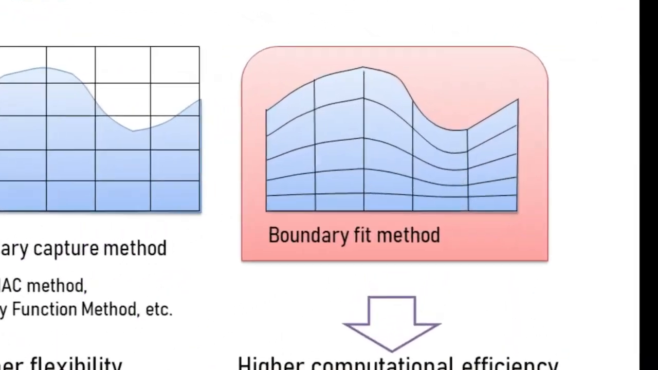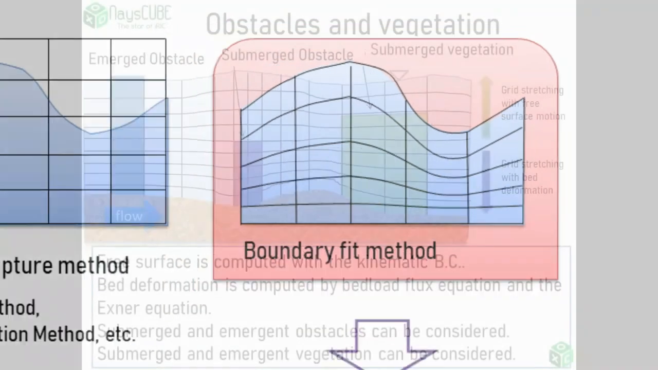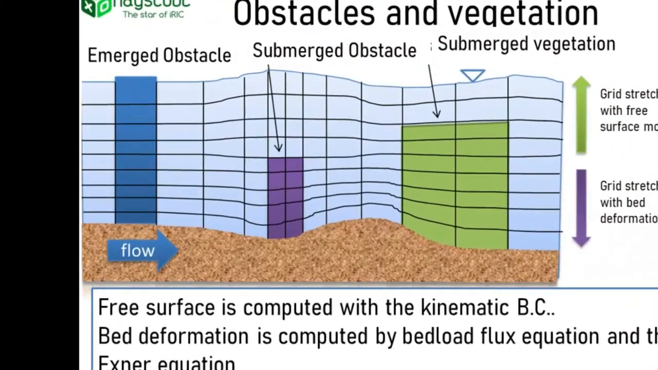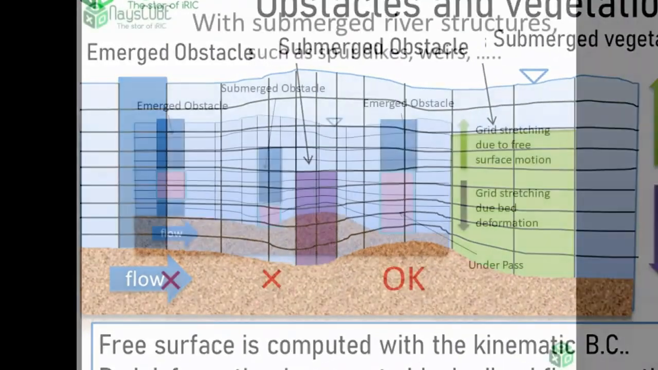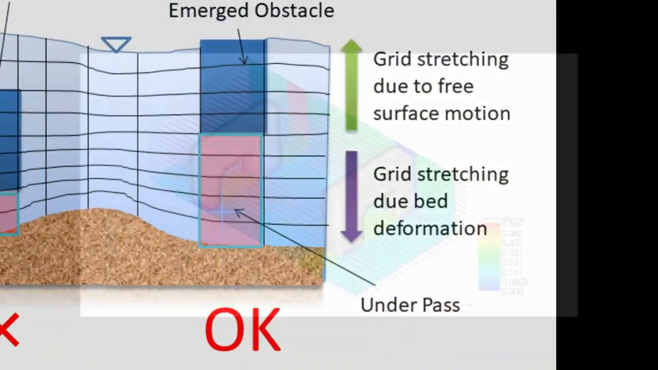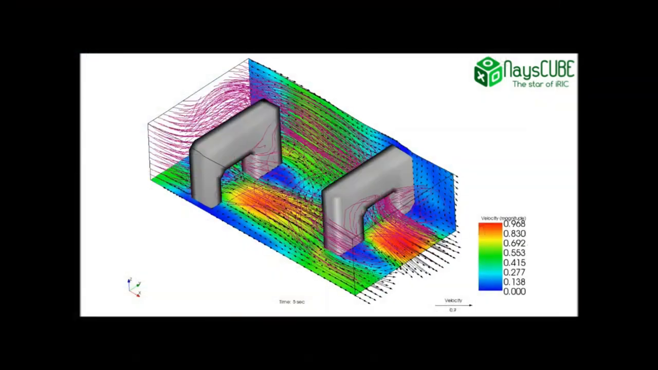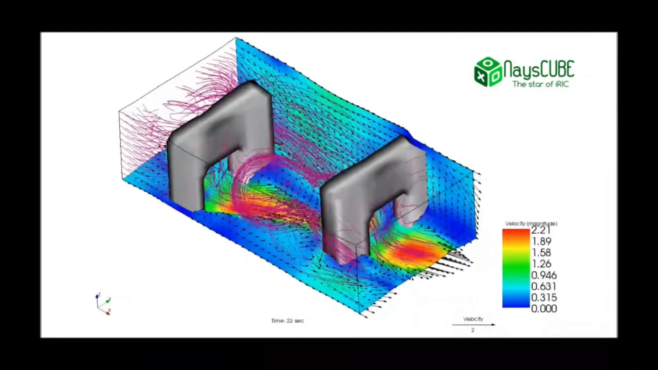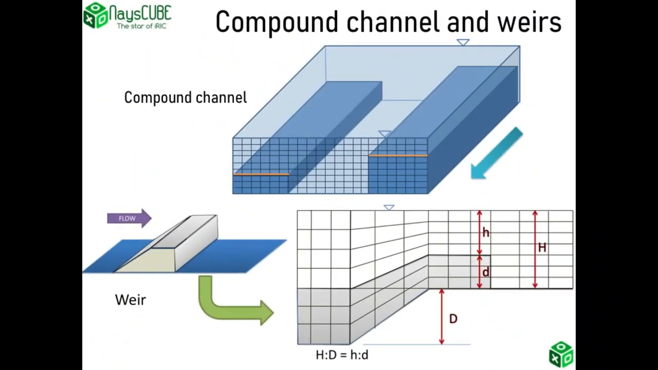Fluctuations of the water surface are calculated by the boundary-fitted grid method. It is possible to consider submerged and emergent obstacles and vegetation on a cell-by-cell basis. Underpass-type structures can also be considered. This is an example of a calculation that reproduces the flow around a structure with an underpass on a movable bed. Compound river channels and submerged weirs can also be considered by using these kinds of grids.